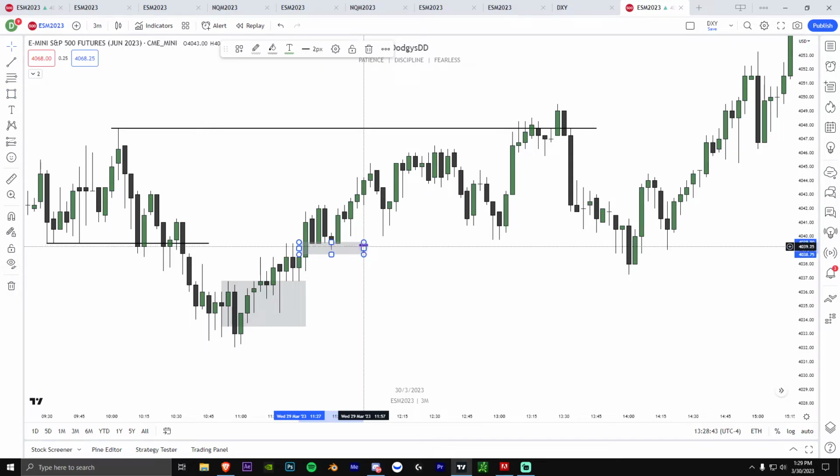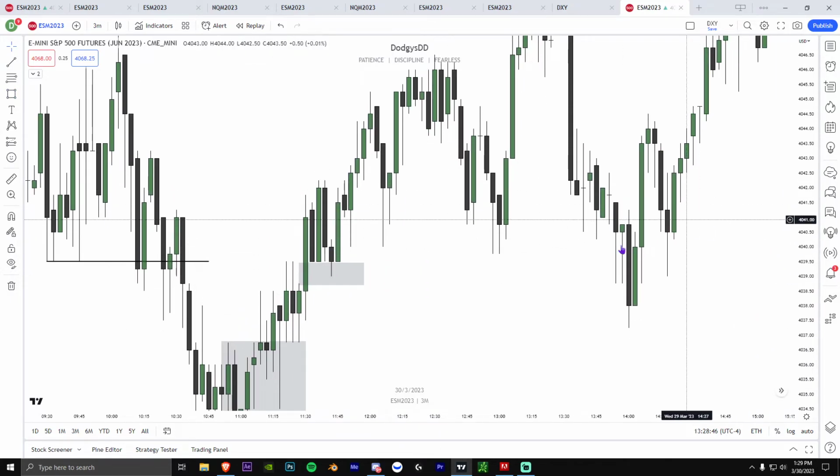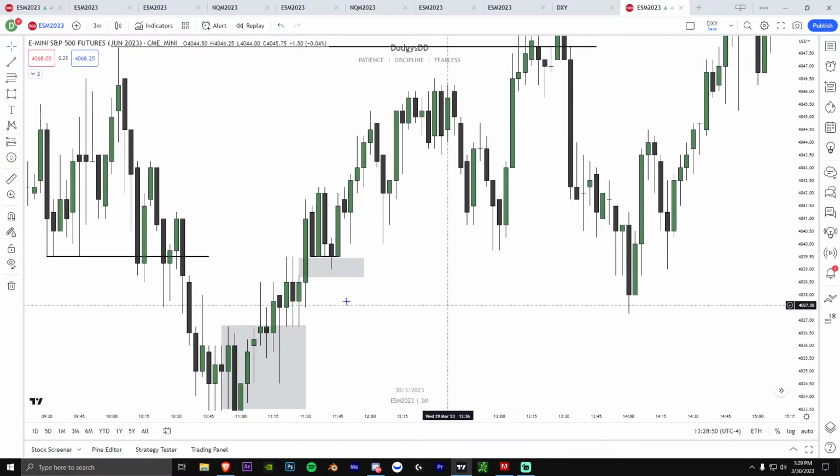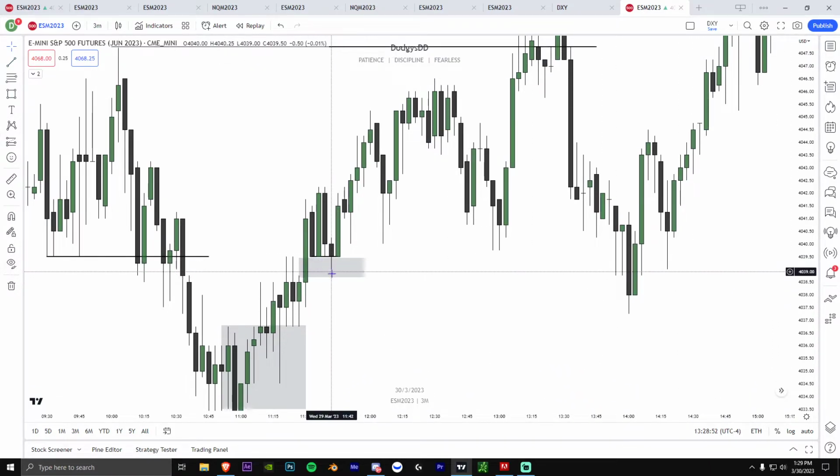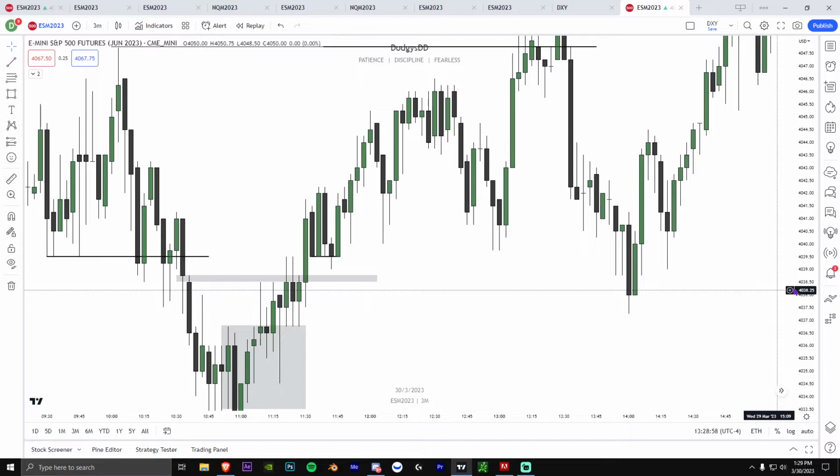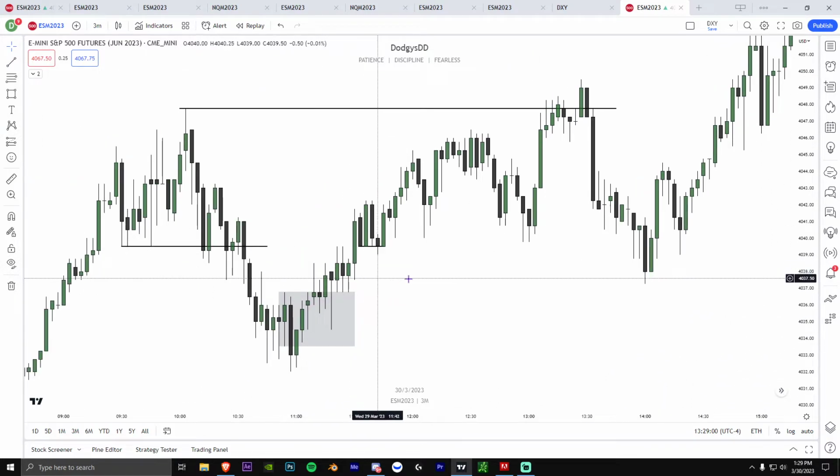The reason why I like this long as well is because, again, we have equal lows right here. We have three of them. We have a fair value gap under equal lows, and there's also an inverse volume imbalance, so your stop probably would have been under this or something. So that's kind of the other long.